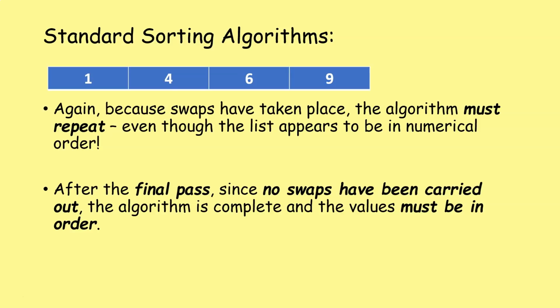Although I can look at that and say, yes, it's in the correct order, because a swap did take place in the last pass, the algorithm has to repeat, even though the list now does appear to be in numerical order. So we do another pass: we compare 1 and 4, 4 and 6, 6 and 9. No swaps will take place, and because no swaps have been carried out, we know the algorithm is complete and the values must be in order.